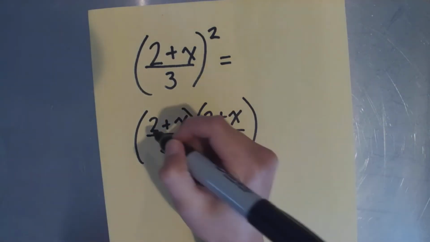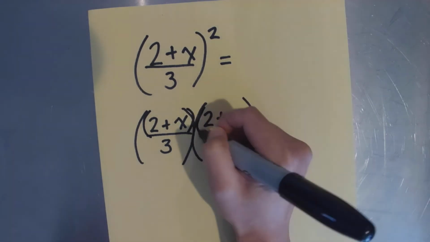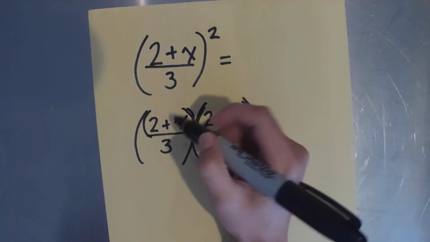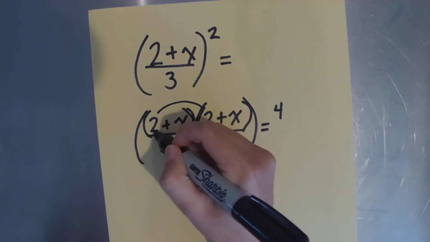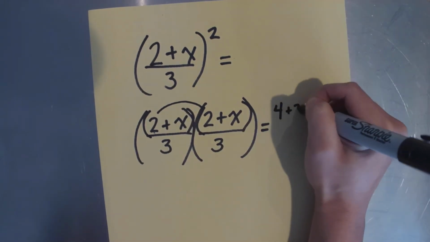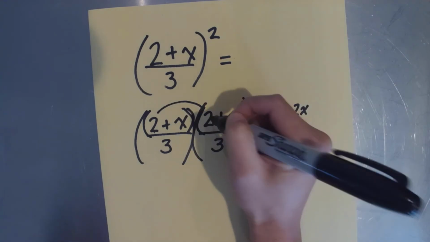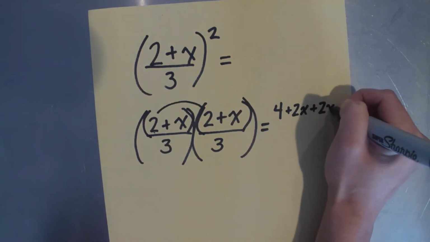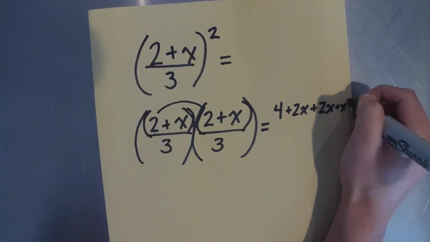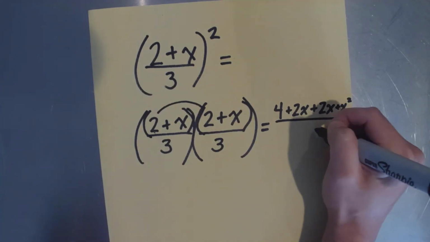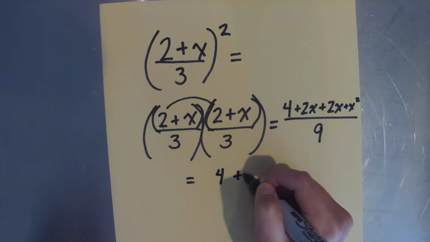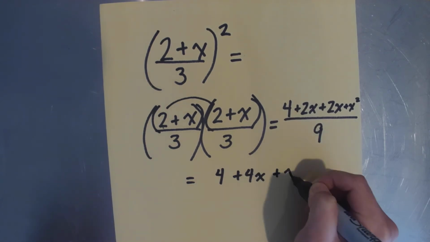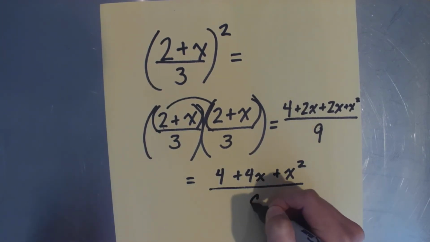Okay, so up here we would be multiplying binomials. So here I would have 2 times 2, plus 2 times x, plus 2 times x, plus x squared, over 3 times 3, which is 9. So then I would end up with 4 plus 4x plus x squared over 9.